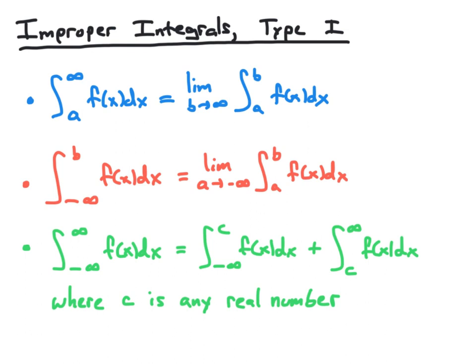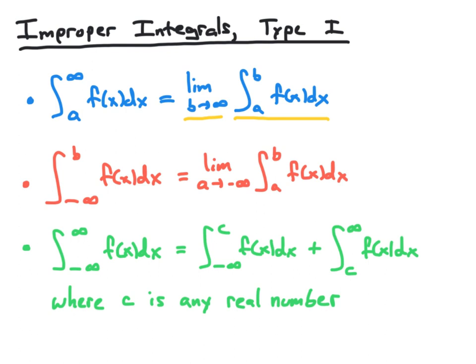If we have an improper integral from a constant a to positive infinity of f of x dx, then we can define this integral by first taking the integral from a to b of f of x dx, where b is just some arbitrary constant, and then take the limit as b goes to infinity of that expression. And so this improper integral can be evaluated in two steps.